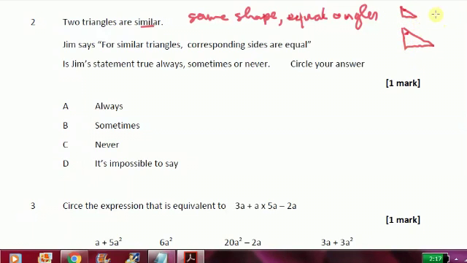But on the other hand, you could have a triangle like this, which is equal angles with the first one and also equal sides. So it can be equal sometimes. So in this case, it's not equal sides. In this case, the corresponding sides are equal. So the answer is sometimes.